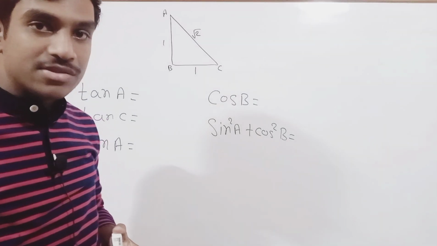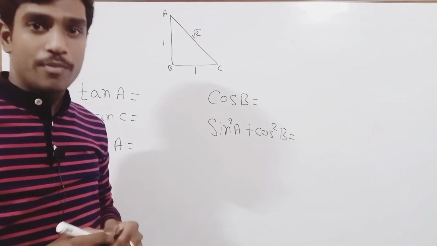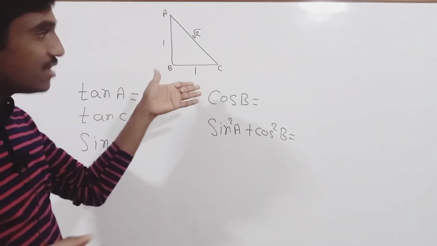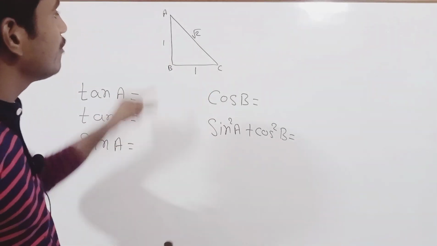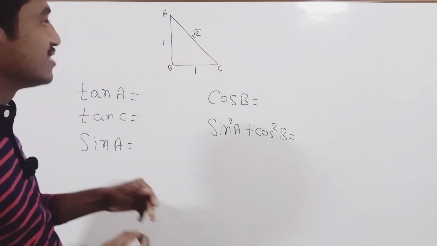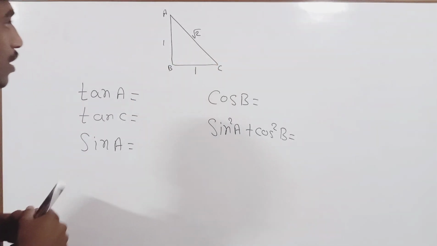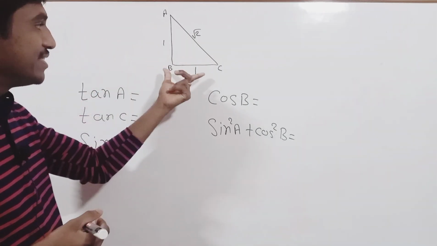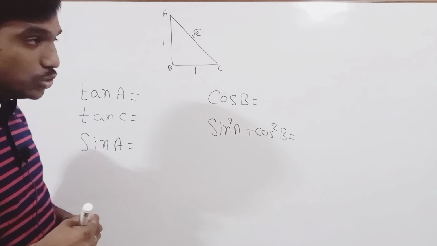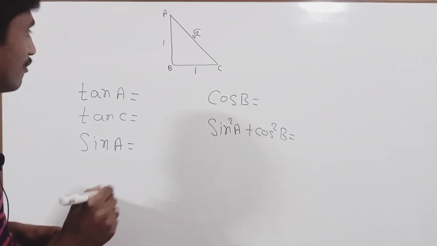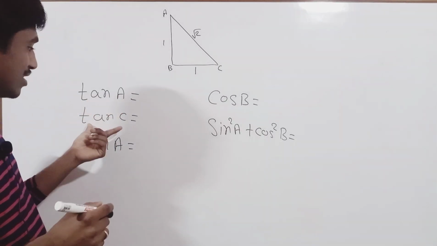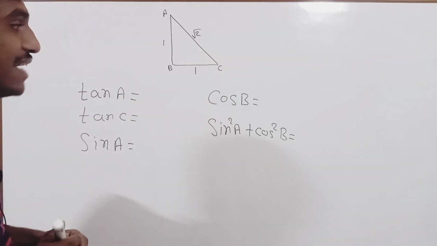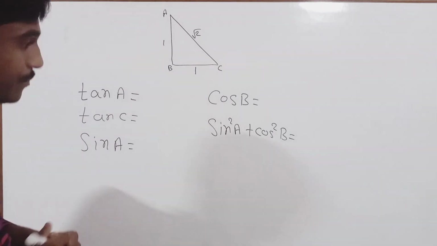One more case study based question. So in the trigonometric case study based questions, you might expect questions like this where they give the values here. Sometimes they will give three sides value. If they don't give, you know how to find the other side by using Pythagoras theorem. Now in this problem, they have given the values of AB, which is 1, BC is 1, and also AC, the hypotenuse is root 2. They have already given all the values. We need to find what is tan A, what is tan C, what is sin A, cos B, and the value of sin square A and cos square B.